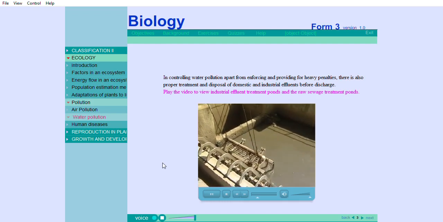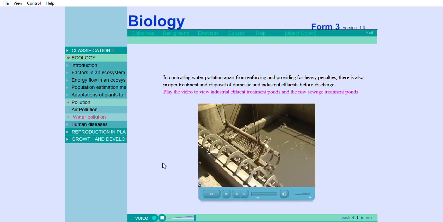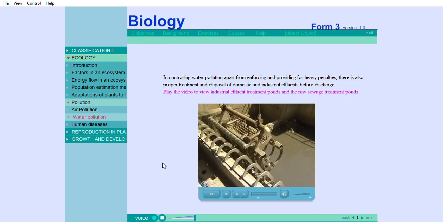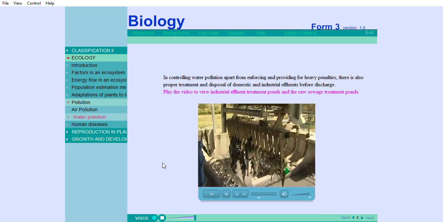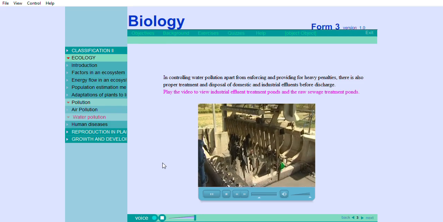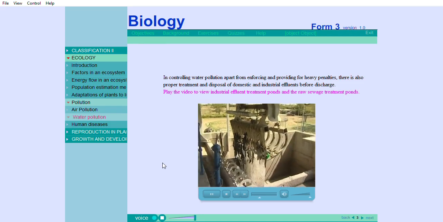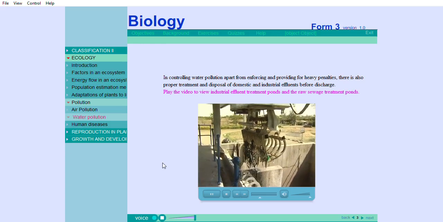And we have an automatic rake which uses a sensor. Like now it has sensed and it will remove the suspended materials from here to the trailer.